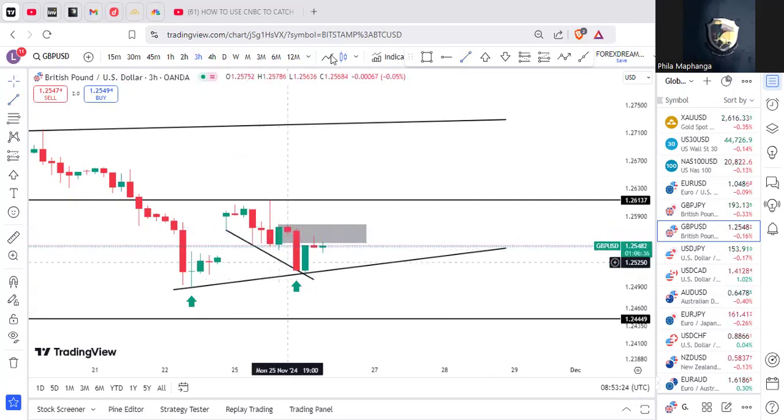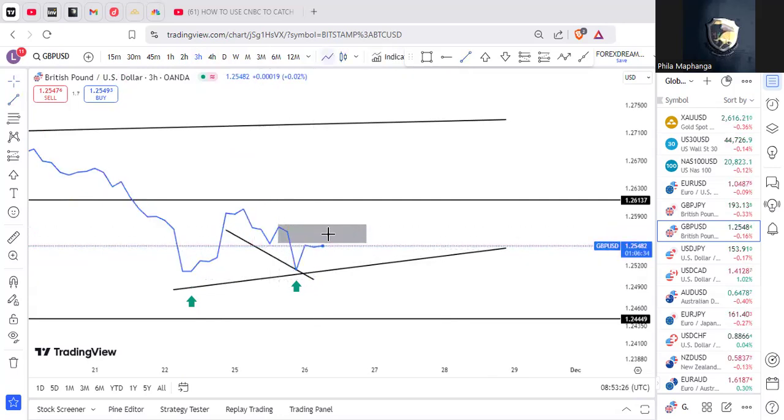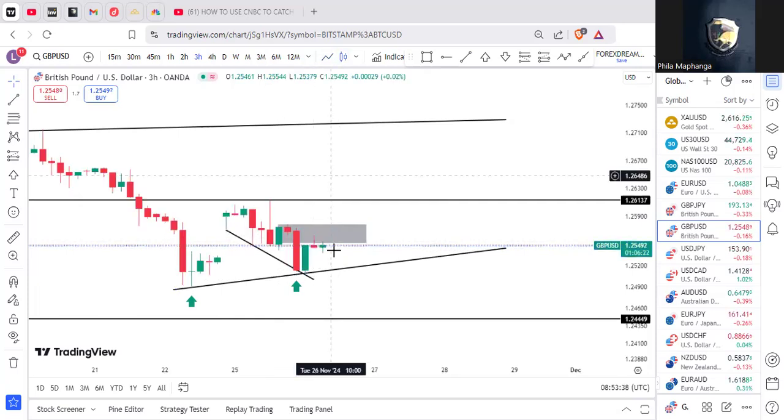They left it here. It's a drop-base-drop. Use the line chart, you see the drop-base-drop. Now they are currently on the base. What are we waiting for? For them to go down to the trend line and see what they are going to do to the trend line. Remember, this trend line is also against the direction of the market.